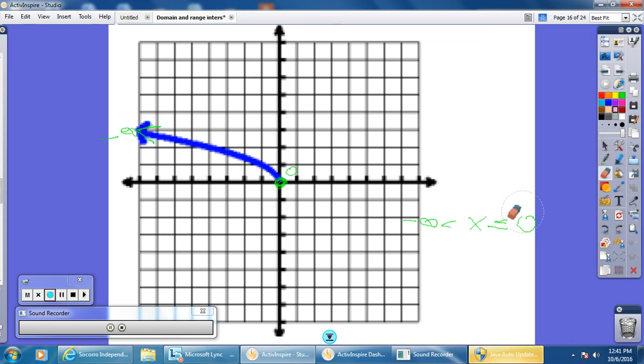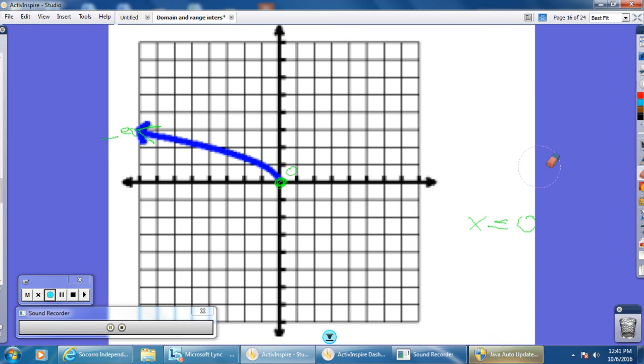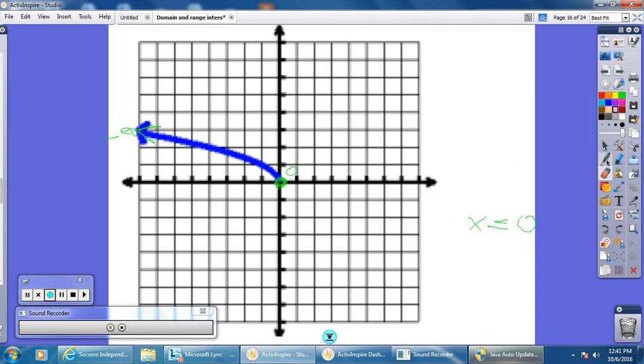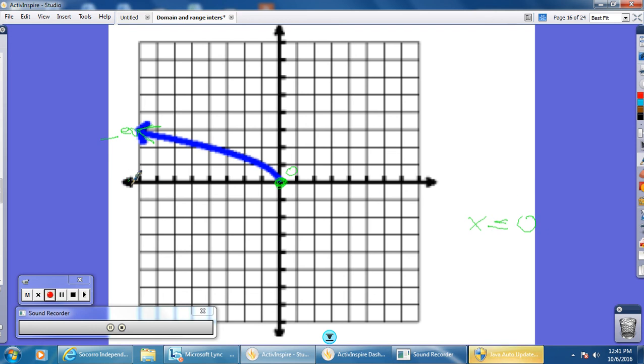But here, when I erase this, what happens? X isn't between two numbers. X is actually less than or equal to 0. That's your domain. It's every number going out this way. So you're going to have to type x is less than or equal to 0. That's what you're going to write. Now your range.